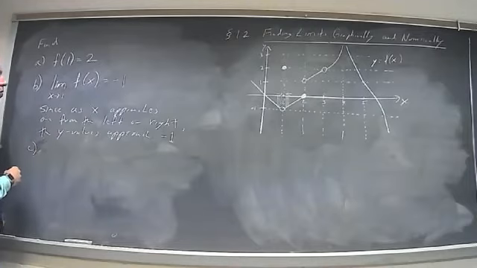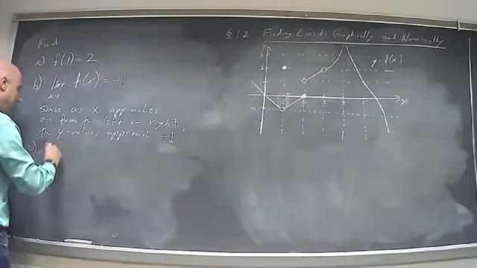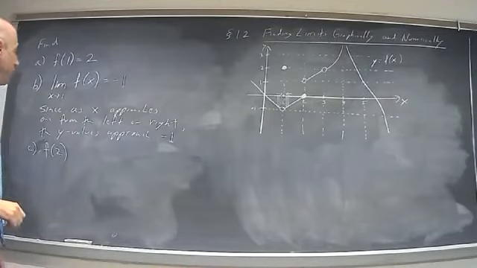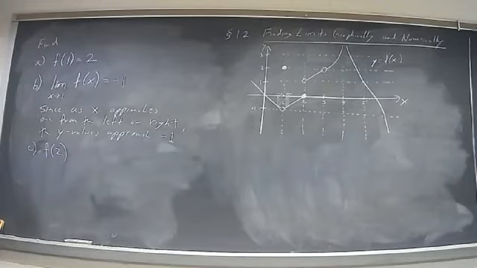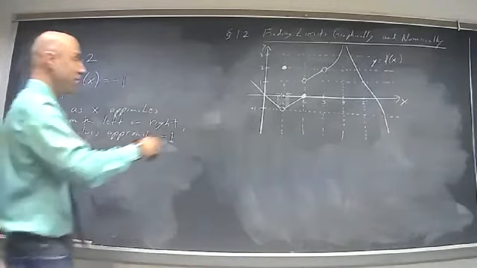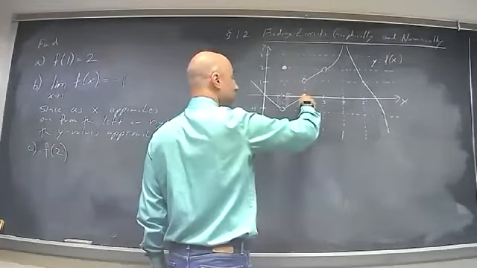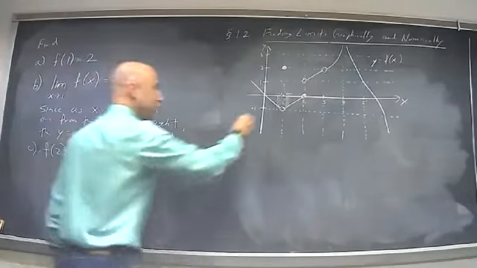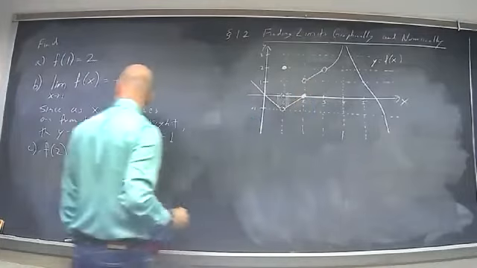Let me ask you now about f of 2. What's the y value if I stand right at 2? 0. It's 0, because if I stand at 2 looking up and down for my closed circle, I see it right here at 0, my filled in circle. So this is 0.